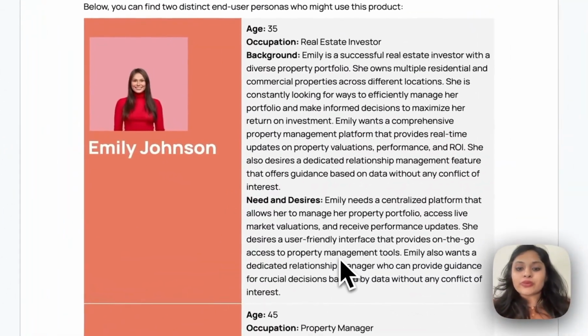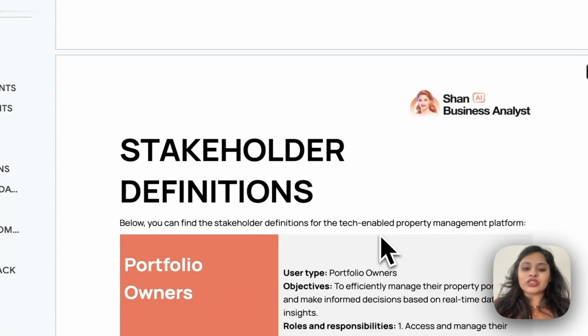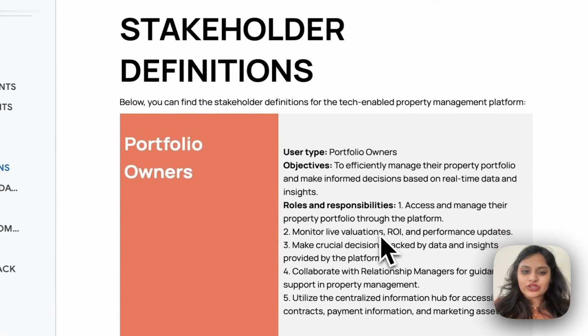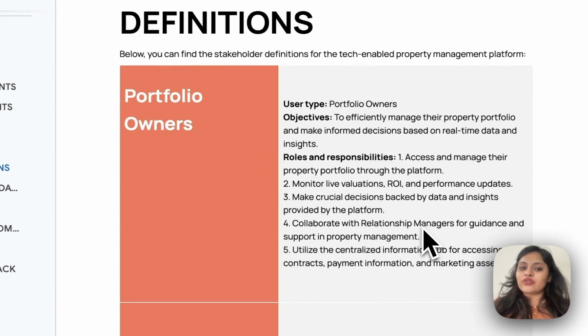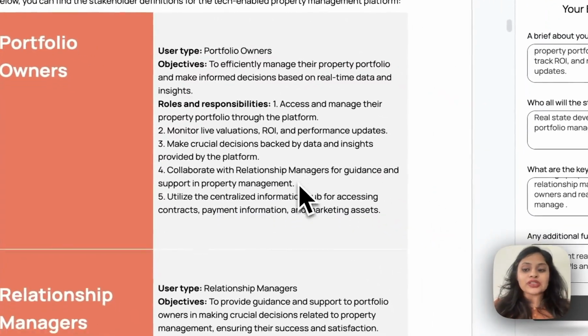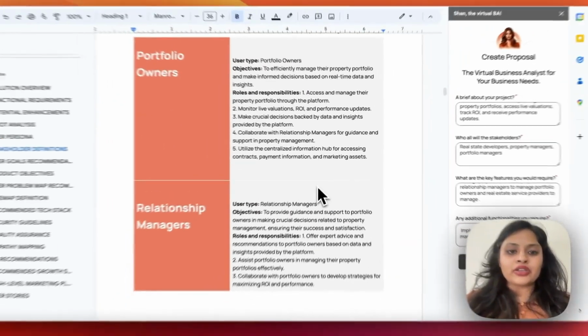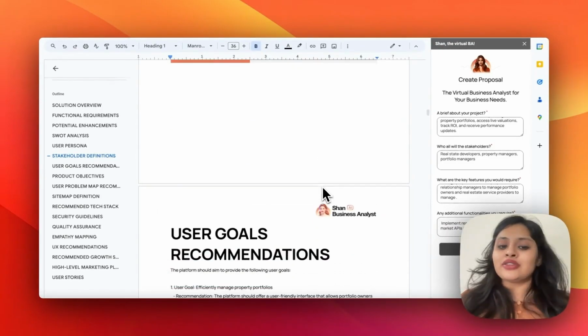It creates a user persona for you with needs, desires, and their background, which is really nice. And then the stakeholder definitions. What are the stakeholders for your product, who they are, what are their objectives, what will be their roles and responsibilities in the product. So here you can see it takes portfolio owners, relationship managers, and service providers.